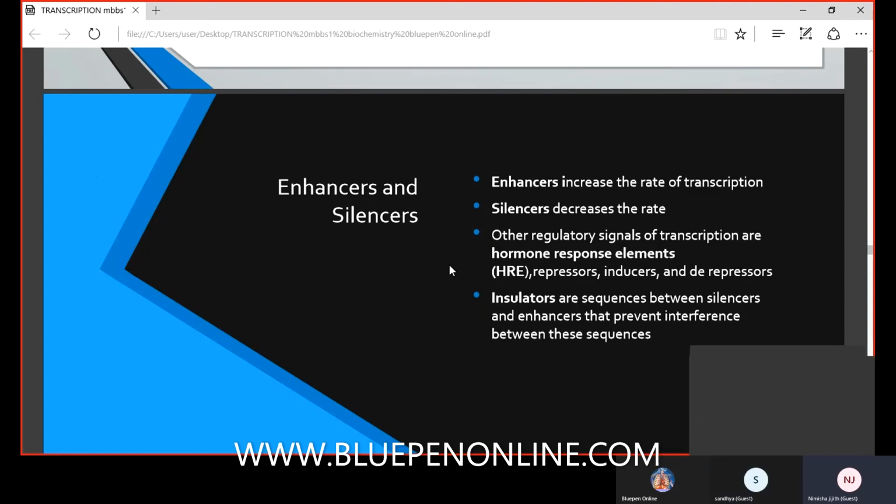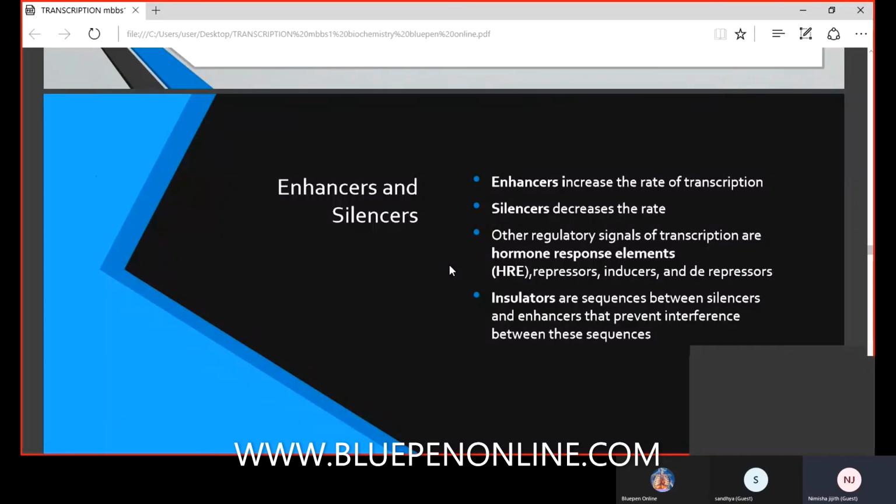Repressors, inducers, de-repressors. All things are there to regulate the rate of transcription. Then there are some more compounds known as insulators. Actually, that is a sequence between silencers and enhancers that prevents interference between these sequences. All these are required for a perfect transcription. It's a complicated process. When we study it step by step, it's very easy, simple.